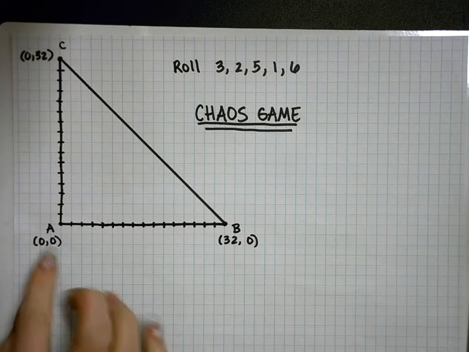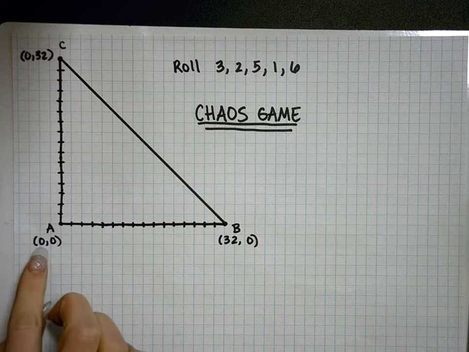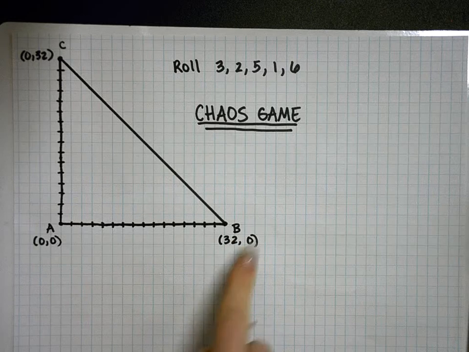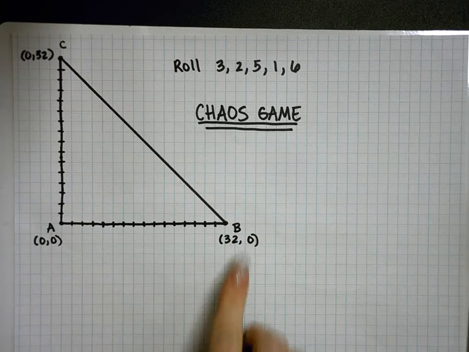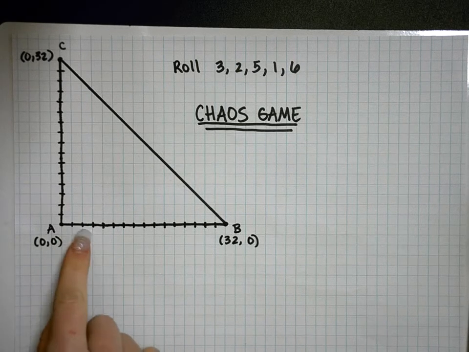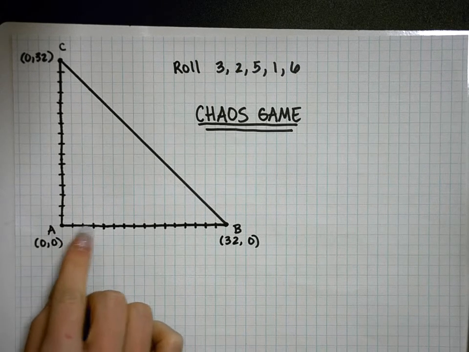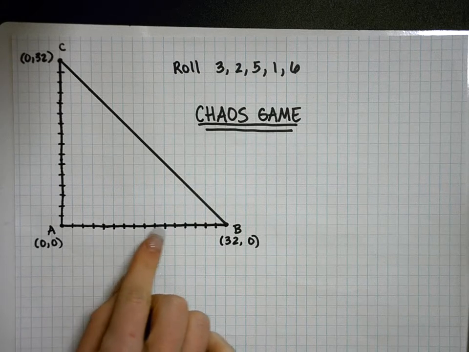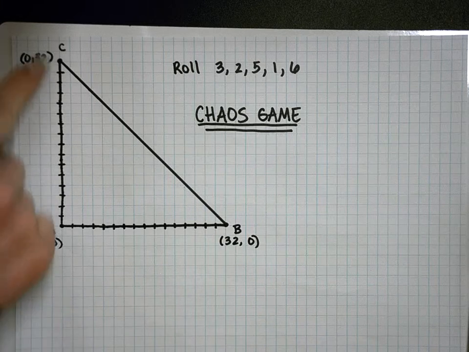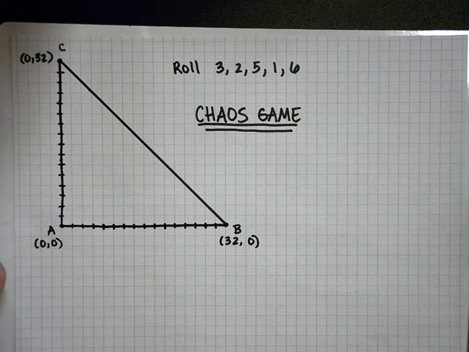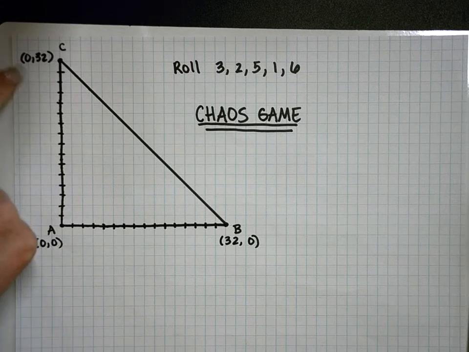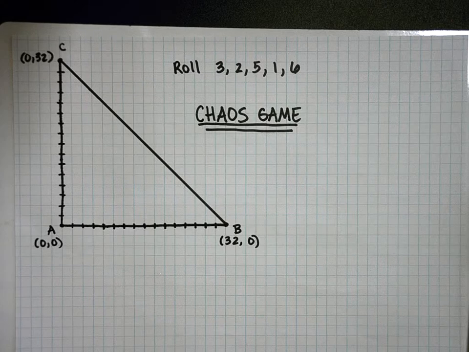So to set it up, A is located at the point (0, 0), or the origin. Vertex B is located at (32, 0). 32 is the X part of the point, and this is the Y part of the point. These little hash marks count by 2, so 2, 4, 6, 8, 10, 12, 14, 16, 18, 20, 22, 24, 26, 28, 30, 32. And the same is true here with C. C is (0, 32), where 0 is the X coordinate and 32 is the Y coordinate.